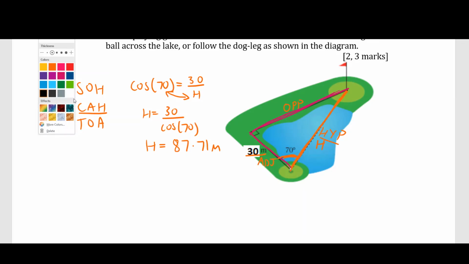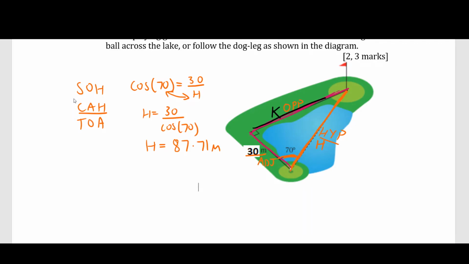So let's choose a different color, go black, and I'll call it K, so people understand. That's K, side length K. So K squared plus 30 squared is going to equal the hypotenuse squared, so it's 87.71 squared. And then solving for K squared, K squared is going to be 87.71 squared take 30 squared.